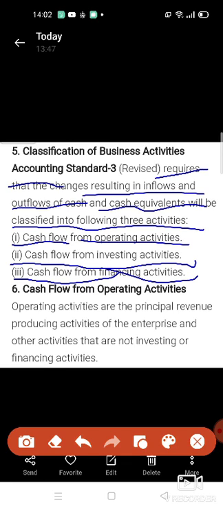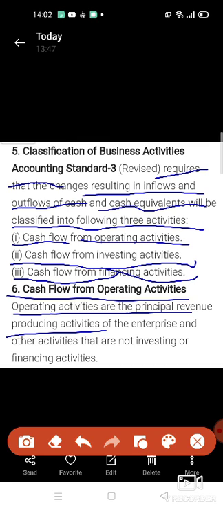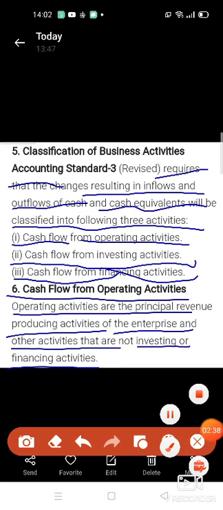Next, cash flow from operating activities. Operating activities are the principal revenue producing activities of the enterprise and other activities that are not investing or financing activities.